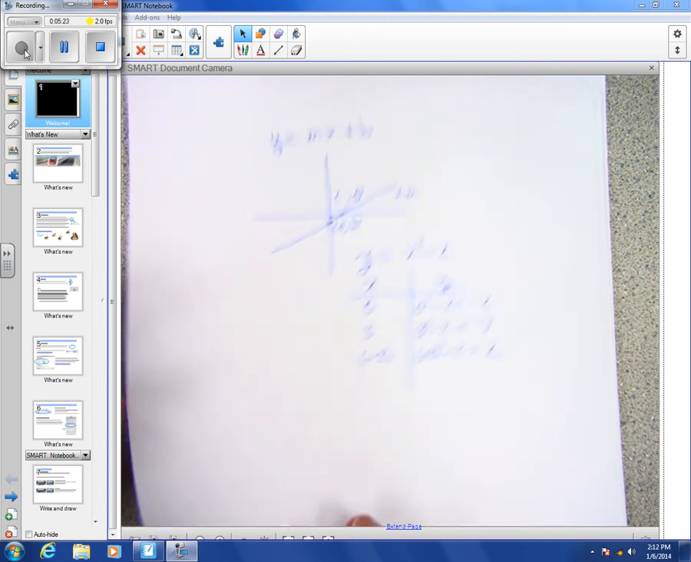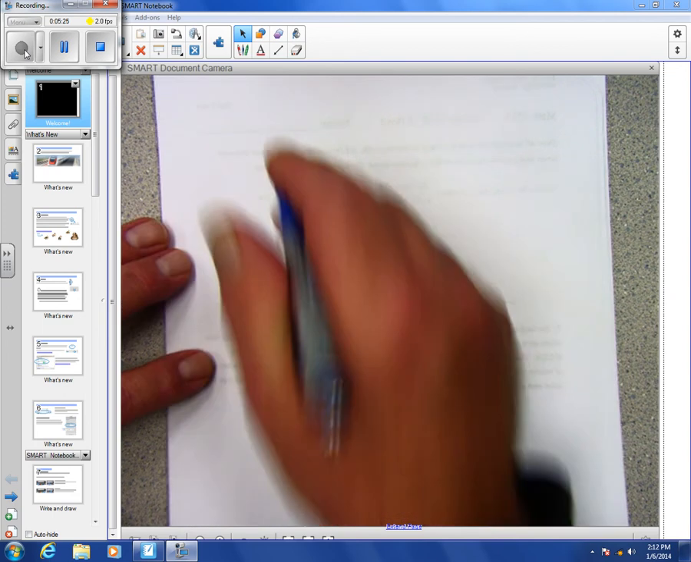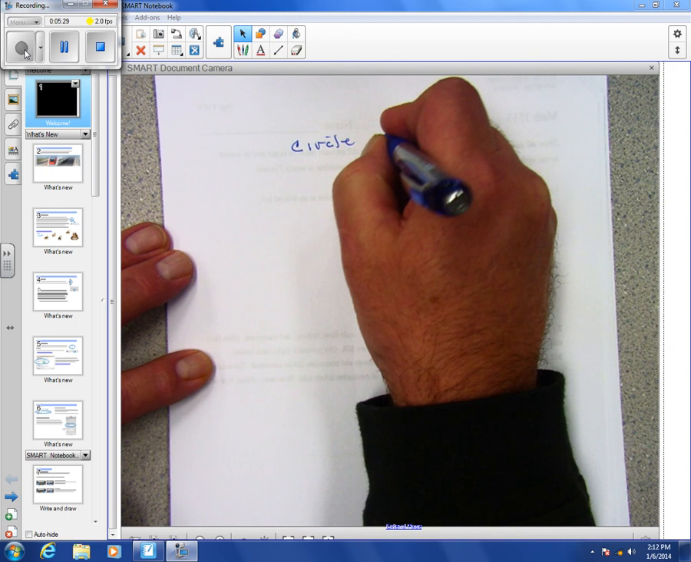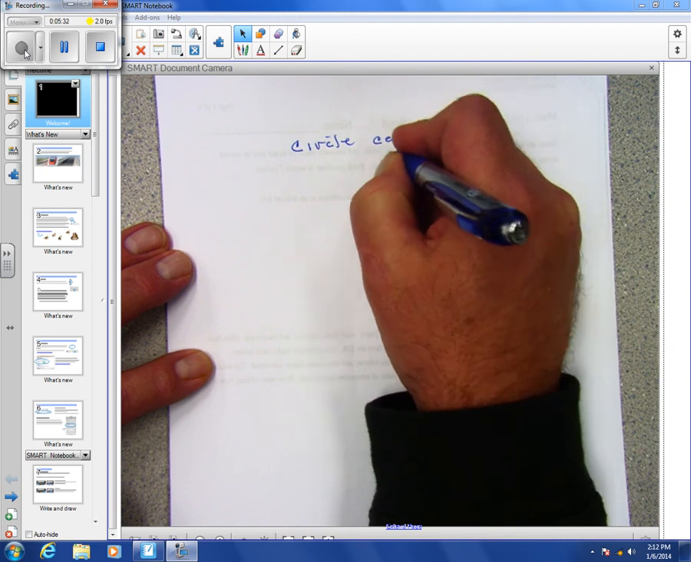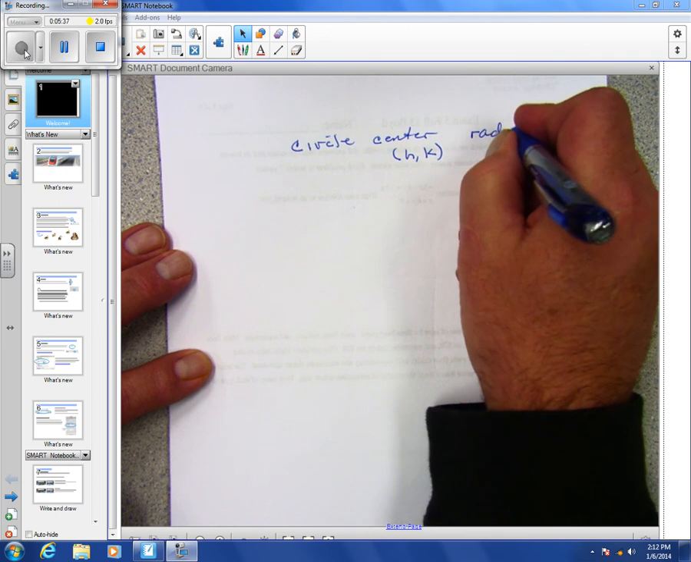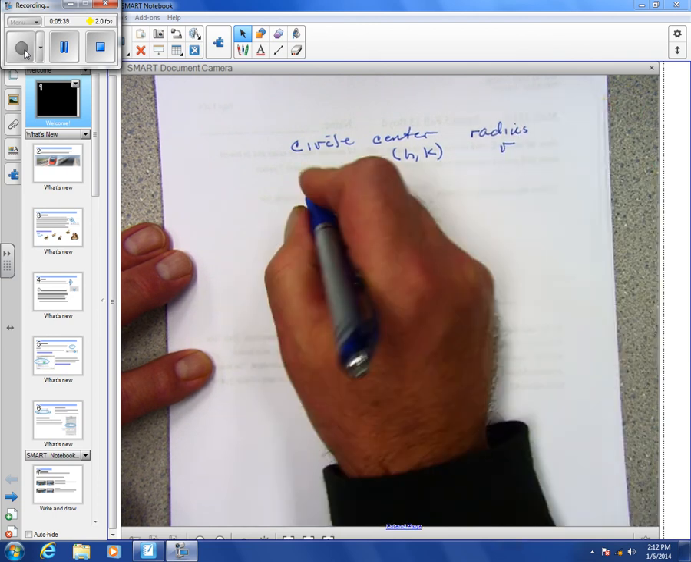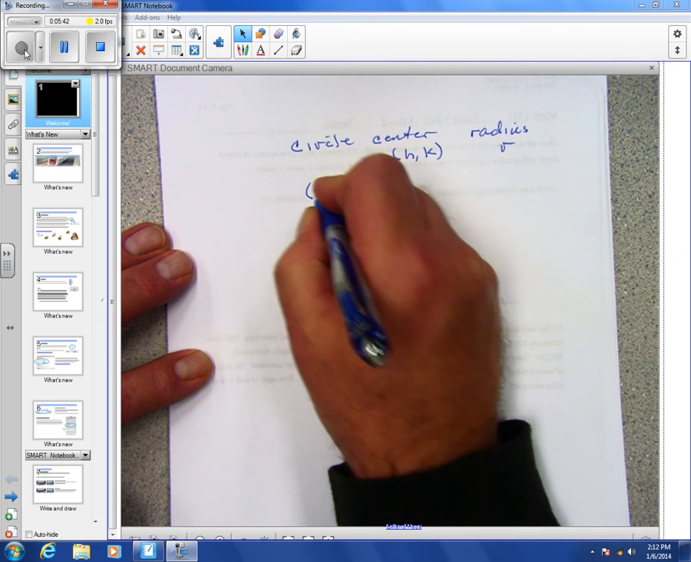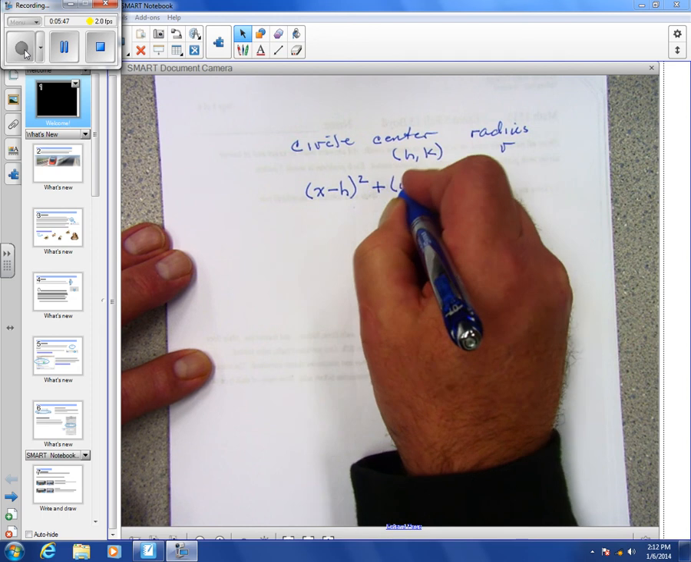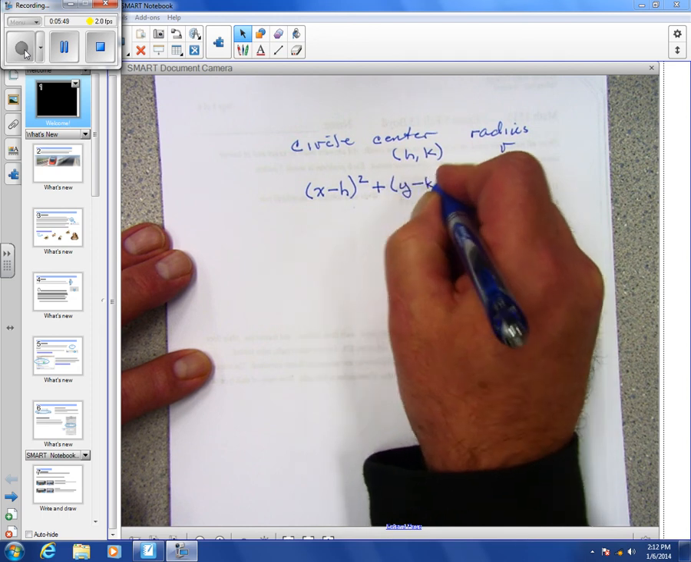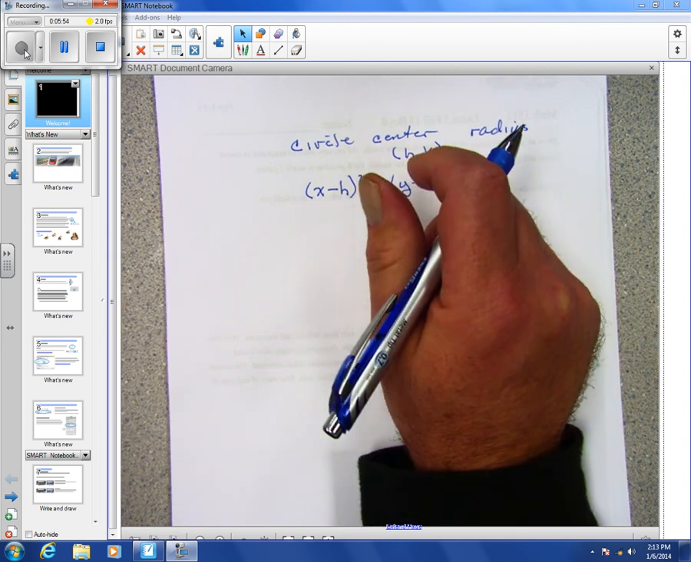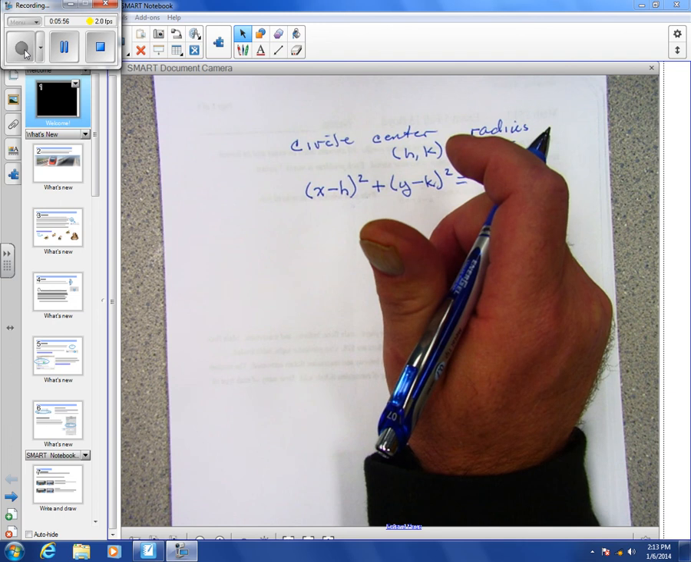Circles. If you have a circle with center at the point (h, k) and a radius of r, then the equation of that circle is going to be (x minus h) quantity squared, plus (y minus k) quantity squared, and that's going to be equal to r squared. This is what's called the standard form of a circle.